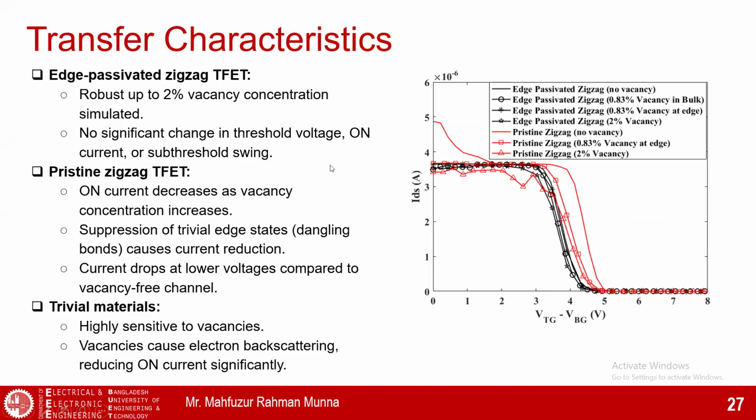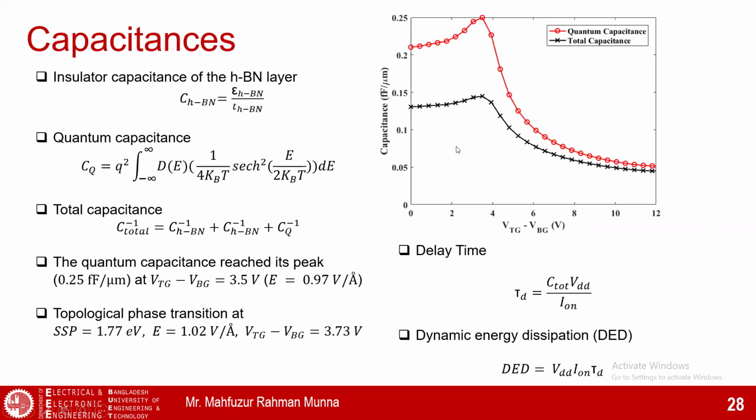So the black curves represent the transfer characteristic for a stanene zigzag nanoribbon under various vacancy concentration. So this curve remains constant even at 2% vacancy defect. However, for the case of pristine zigzag nanoribbon, because there are non-trivial states due to dangling bond, the transfer characteristic deteriorates with increasing vacancy defect.